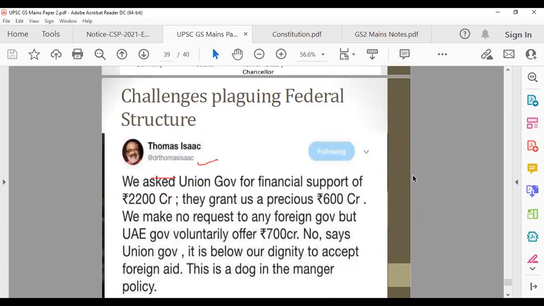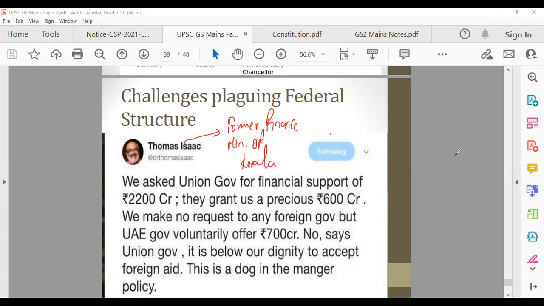Have a look at this and tell me what you're understanding with this. So Thomas Issac, who is Thomas Issac? He was the former finance minister of Kerala. So there was an issue. And these kinds of issues happen in India's federal structure because we know center is more powerful, state is somewhat weaker, although power has been given.